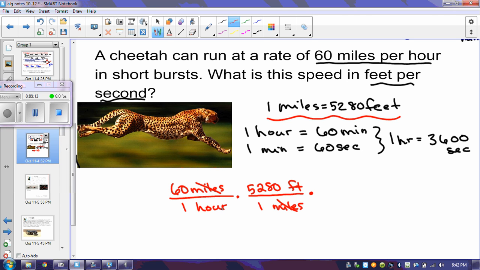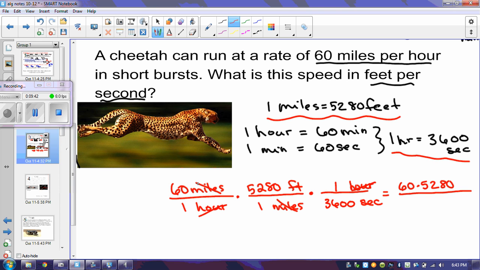Now the next thing I need to do is get rid of my hours. And since hours were on the bottom, I want to make sure in this conversion fraction that I have hours on the top so that they can cancel off. And I know from here that every 1 hour is going to equal 3,600 seconds. So now my hours divided by hours will give me 1 there as well. So what I'm left with now on the top is 60 times 5,280, and the only units left up there are feet. In the denominator, I have 1 times 1 times 3,600, and the only label left there is seconds.